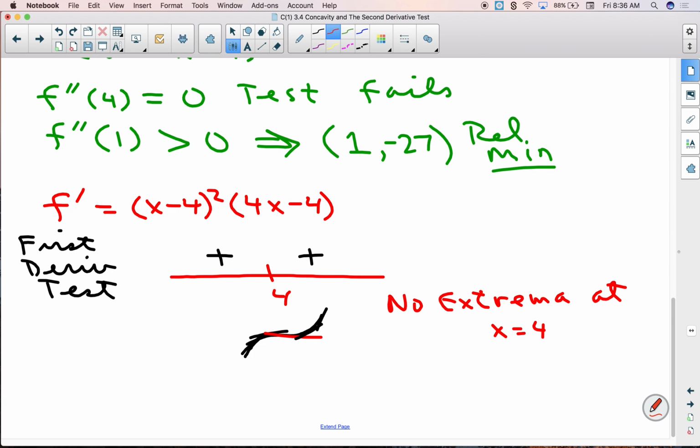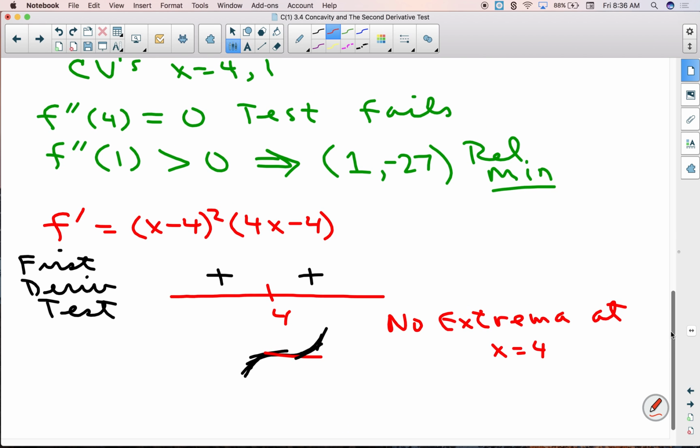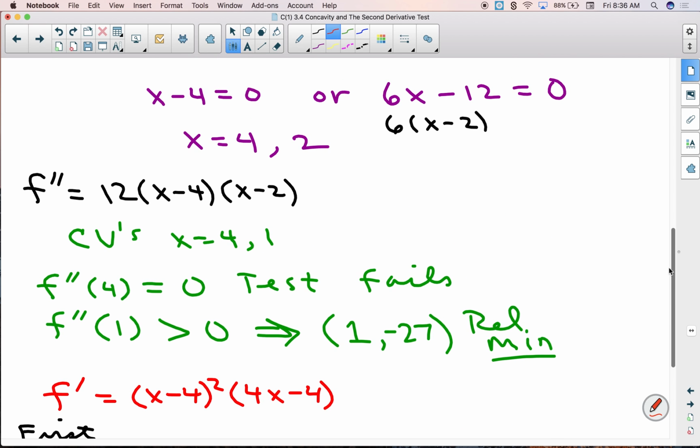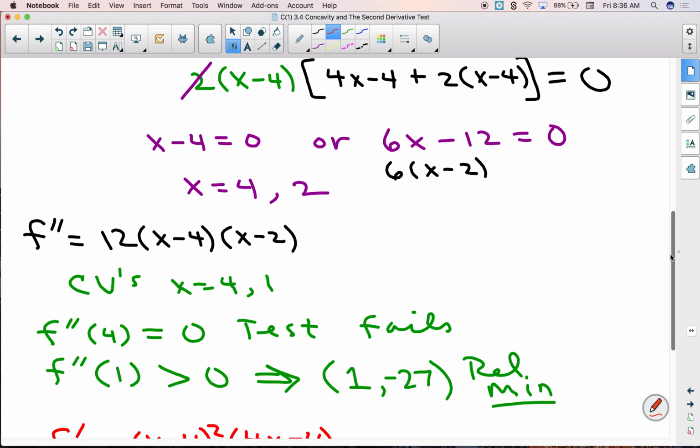The last thing we needed to do here though was to test those inflection points. So let's go back and see where our inflection points were. Those points were 4 and 2. All right, so we want to test those.